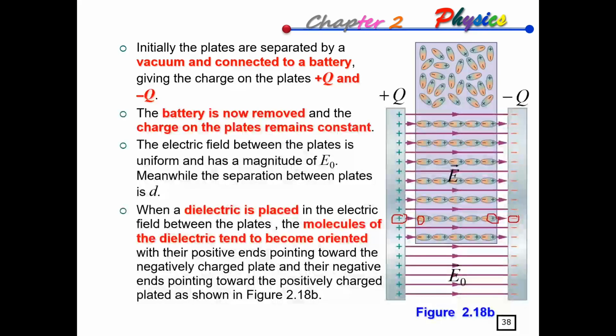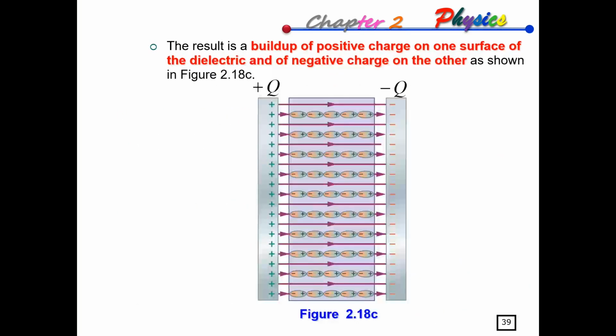Here is the new electric field pattern between the plates after the dielectric is inserted. This is because positive charge is built up on one surface of the dielectric and negative charge on the other. The number of electric field lines here in 2.18c is reduced as compared to figure 2.18a, which is before the dielectric material is inserted.